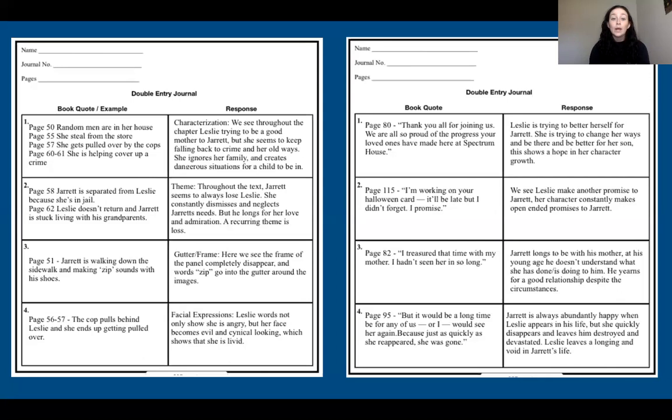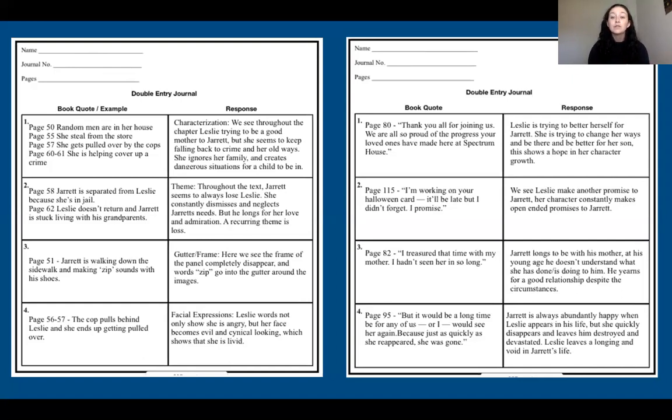A really good way to assess students and if they're understanding what they're reading and the things you're teaching them in language lessons and vocabulary is doing a double entry journal. Double entry journals allow them on one side to quote directly from the book or an example from the book, and then directly across from it respond either how they feel about it or how it applies to what you want them to look for. And I'll explain that more.